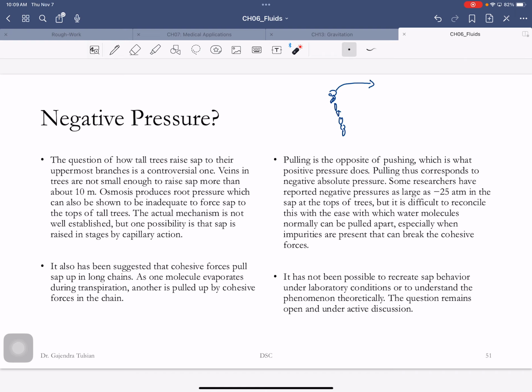It has not been possible to recreate sap behavior under laboratory conditions. In a lab, we haven't been able to raise water up to the heights that redwood trees raise the water, or to understand the phenomenon theoretically. We don't really understand it. So the question remains open and under active discussion. All right, so we learned about the capillary effect, we'll learn about osmotic pressure that'll raise water up, and we learned about cohesive forces. All three still don't explain the water rising up.